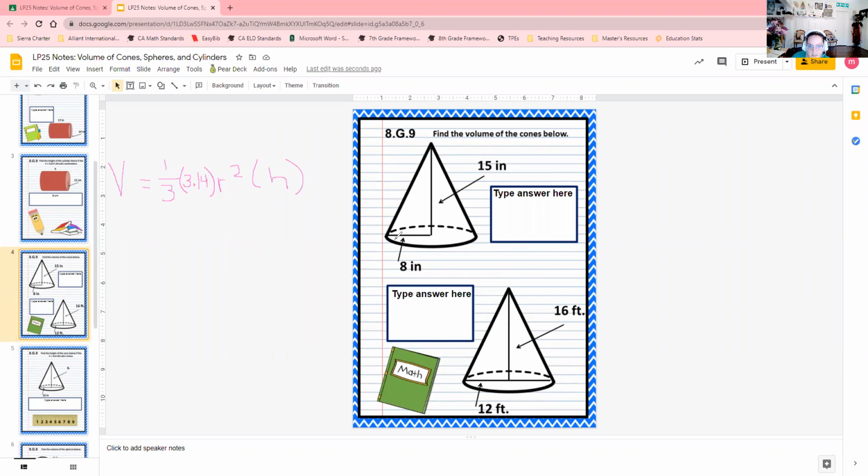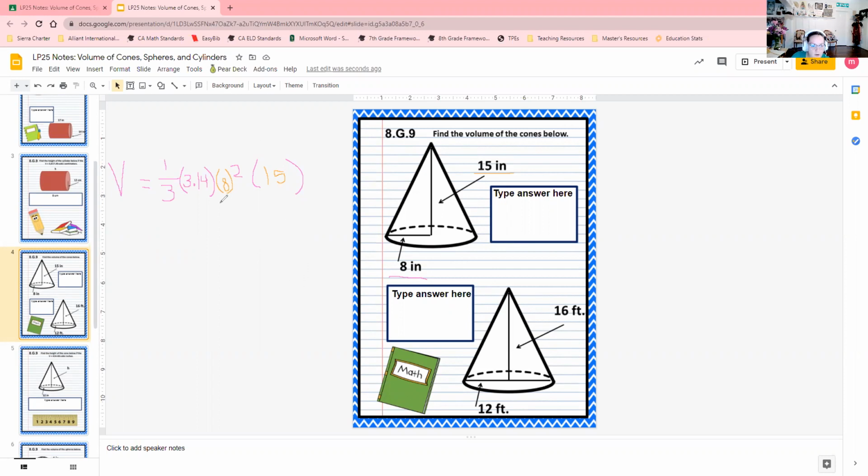And we can start to substitute. My radius at the bottom here is 8. My radius is 8. We're going to substitute that in. Boom. My height is 15. We're going to substitute 15. Boom. And now that you have your numbers, you're just going to start doing the math.